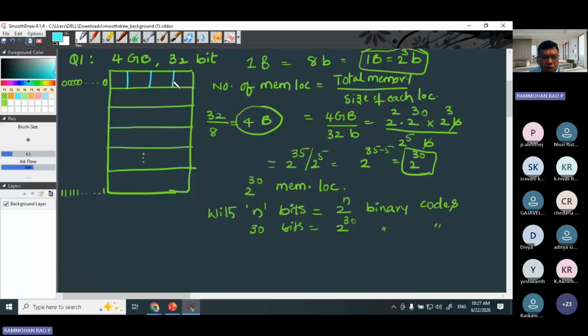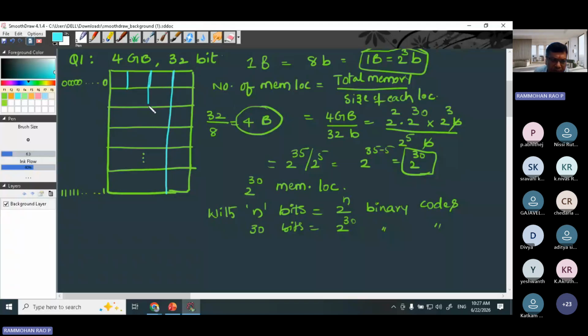Means total row is 32 bit, right? So this is 8, this is another 8, another 8, another 8. Total 32. So in each row, we have 32 bit. So in the second row also, I have 32 bit. In third row also, I have 32 bit. Like that, in every row, I have 32 bit.